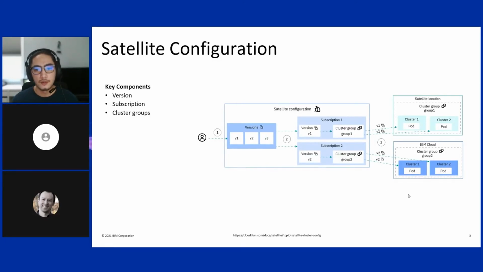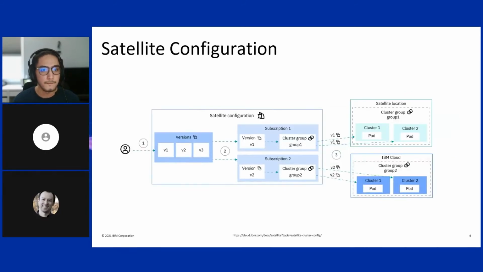And with a cluster group, you can also manually add the IBM Cloud OpenShift clusters that you currently have outside of your satellite location. A version represents a Kubernetes resource YAML file that you uploaded or manually created for the satellite configuration. And a subscription is created so that you can subscribe your cluster group to a version. So a subscription contains a version and a cluster group.